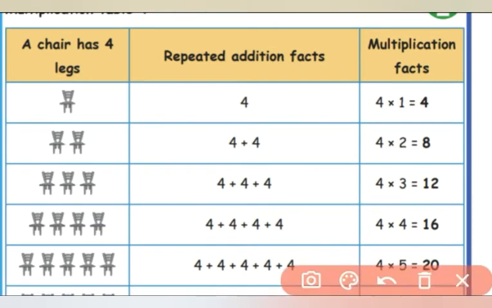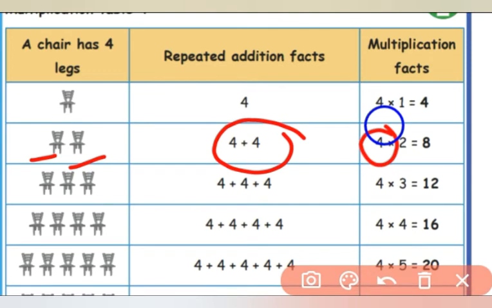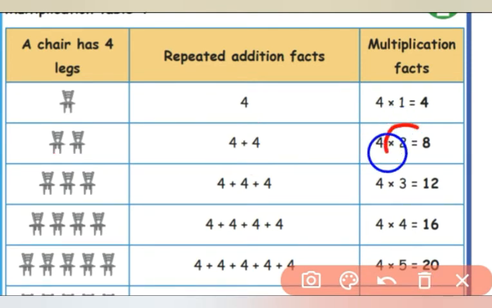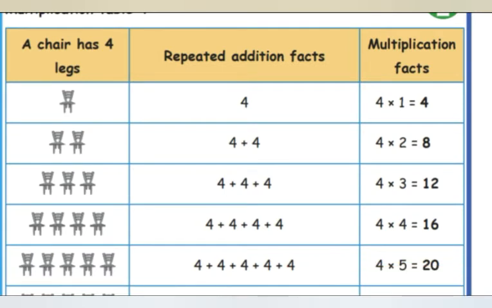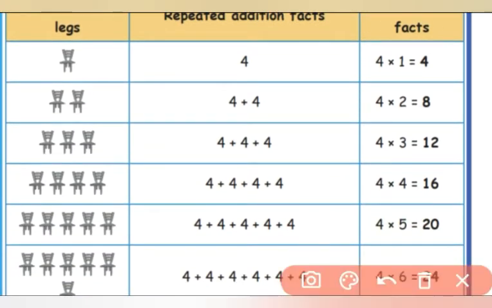Next, look, 4 plus 4. Each chair has 4 legs. The total number of chairs is 2. So, the total number of legs is 8. So, the multiplication fact is 4 into 2 is equal to 8. See, 3 times 4. Each chair has 4 legs. Here there are 3 chairs. The total number of legs is 12. The multiplication fact is 4 into 3 is equal to 12.